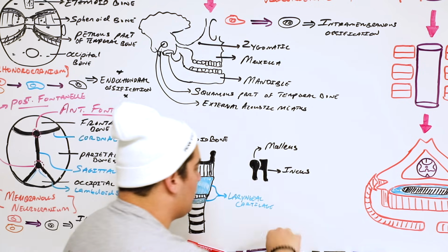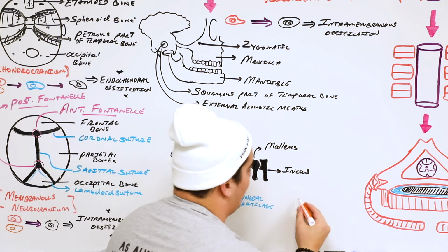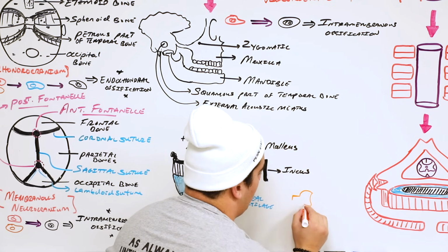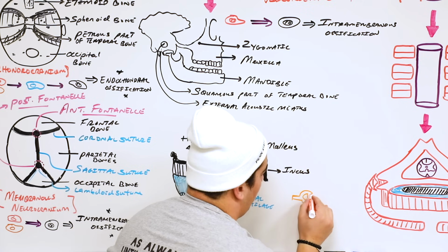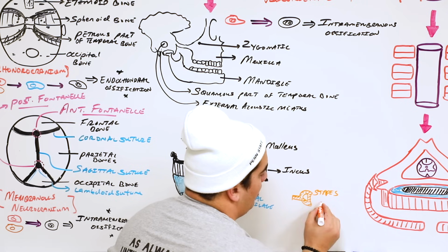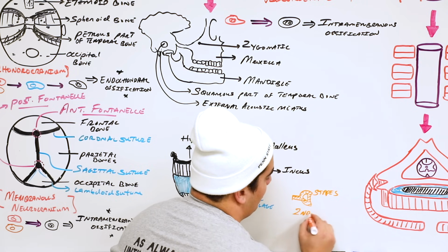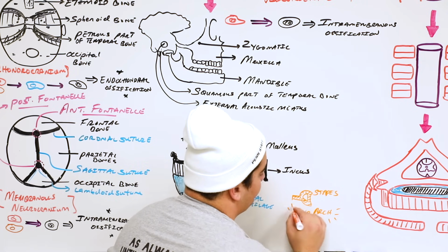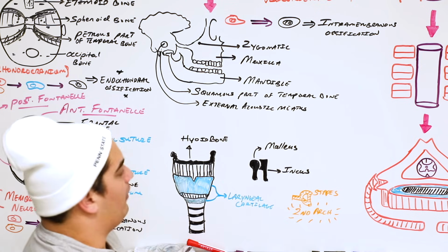Okay, I'm going to do this one in a different color. So again, I want you to remember that this is not from the first pharyngeal arch. This is actually from the second pharyngeal arch. What is this one here called? This is called stapes. But again, what do I want you to remember? This is from the second arch. Okay, very, very important. All right, for embryological sake.